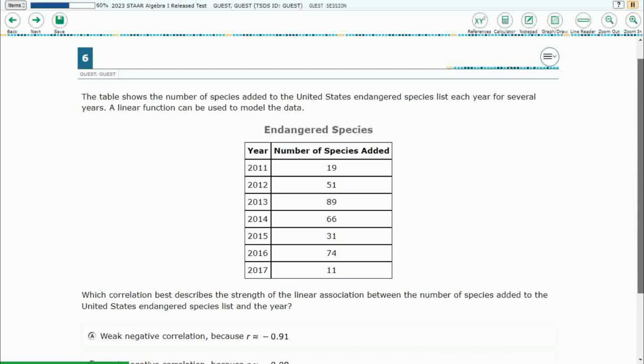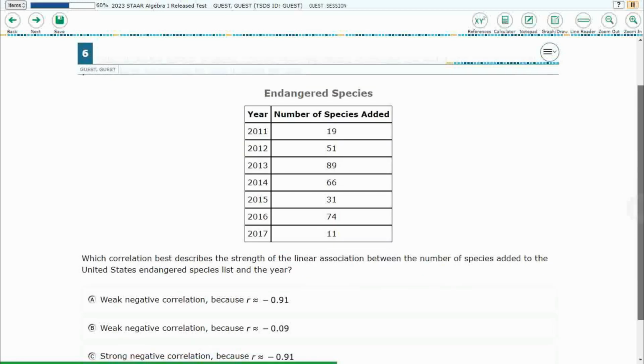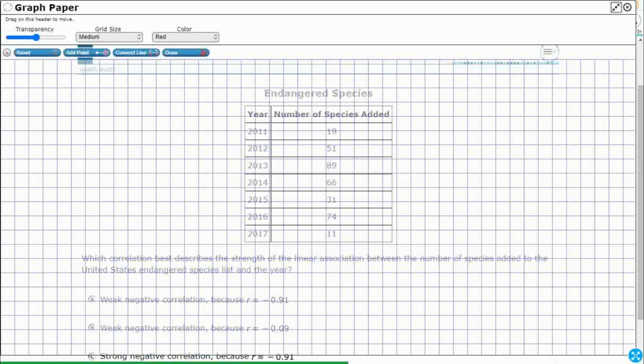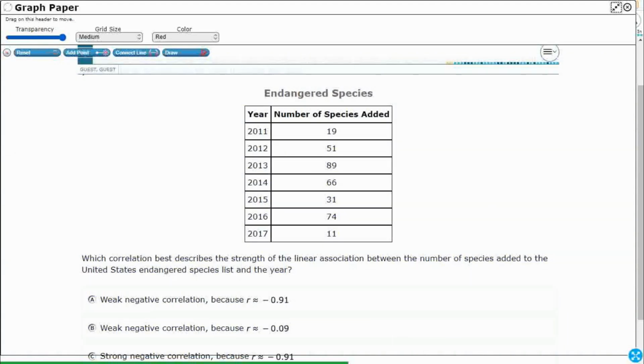Alright, so we've got a table here showing the years and the number of species added to the endangered species list. And what we're looking to see is, is there a correlation? Okay, so what do we know about correlations? Well, correlations here range from, and you can view it kind of like a skateboard ramp like this. They dip in the middle and come back up right here. So they range from -1 to 1.